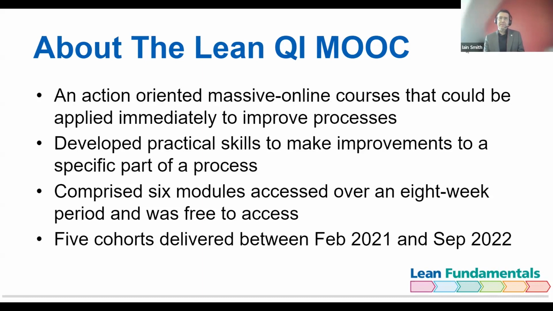I thought, well, let's see if we can put that into a massive online course in a way that's practical and useful. What came out of that was a very action-oriented massive online course that people could apply immediately to improve processes. The emphasis was on developing practical skills and making improvements to a specific part of a process, at a fairly small scale and quite tightly scoped. There were 6 modules in the course, accessed over an 8-week period and free to access at the point of use at that time. We delivered 5 cohorts of that between February 21 and September 22. We'll talk a little more about the 6 modules later on.